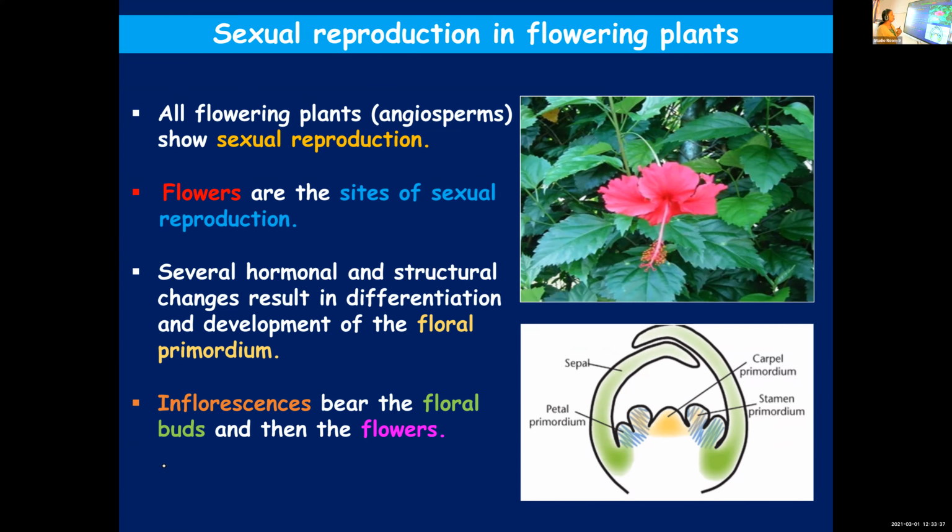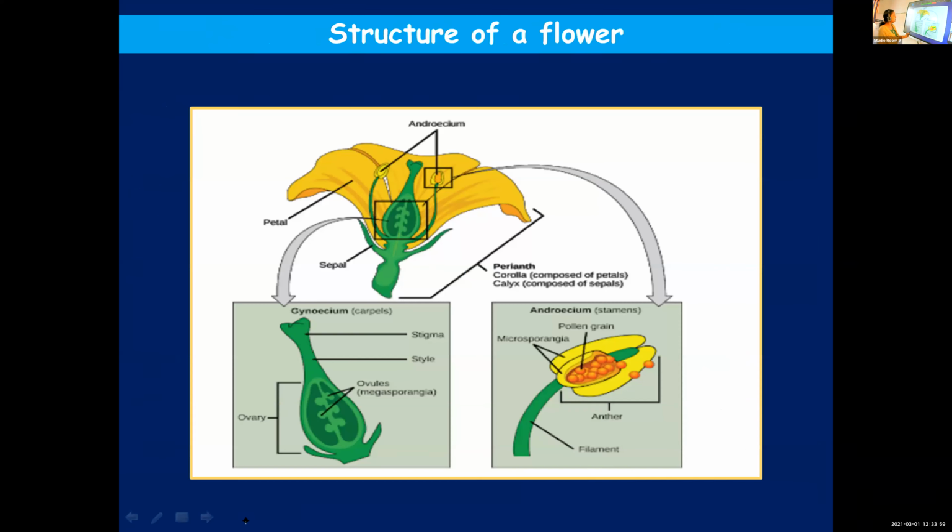When hormonal and structural changes take place, it will lead to the differentiation and development of a group of cells which you call floral primordium. This floral primordium will gradually form floral buds which will bloom into flowers. Hope you have understood.